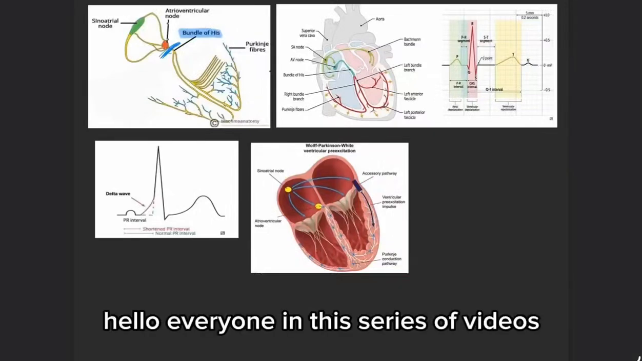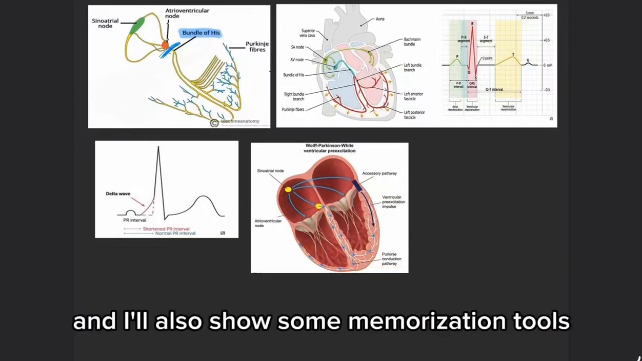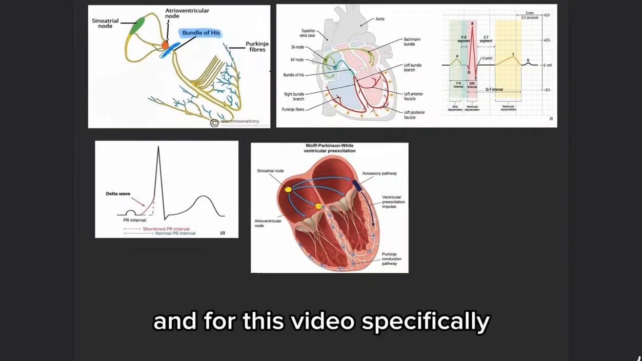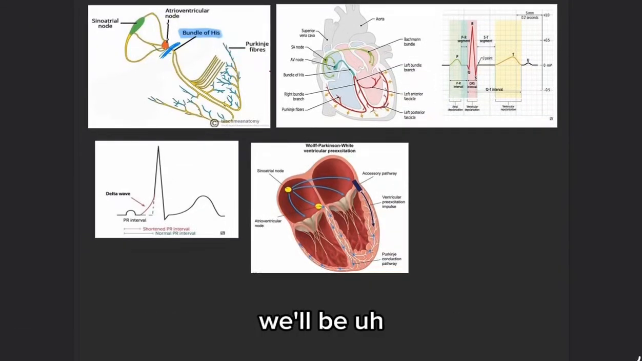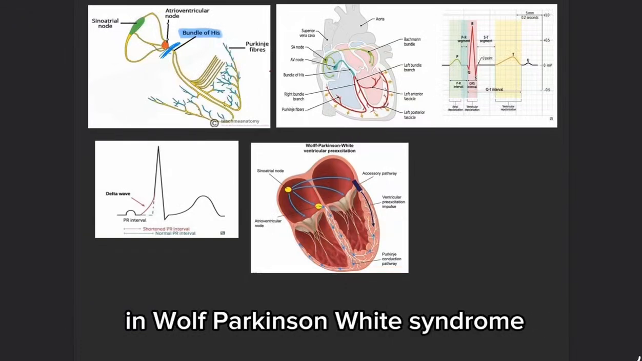Hello everyone. In this series of videos, I'll be explaining topics that I've found to be tricky using visual methods, and I'll also show some memorization tools that I personally found helpful when studying different topics for the USMLE. And for this video specifically, we'll be talking about what causes the ECG changes in Wolff-Parkinson-White syndrome.